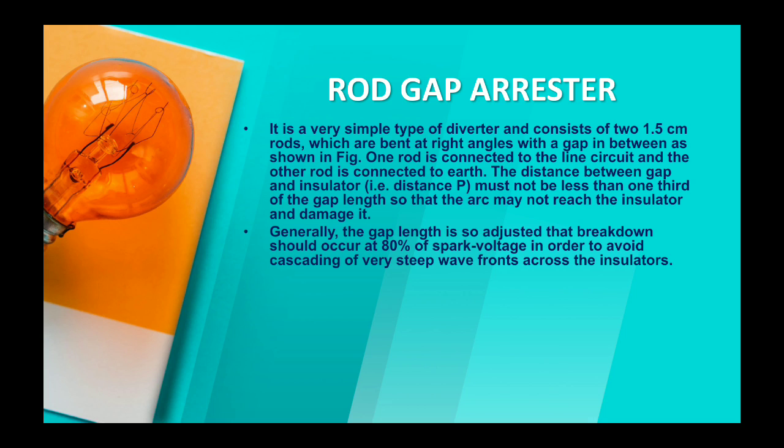Generally, the gap length is so adjusted that the breakdown should occur at 80% of spark voltage in order to avoid the cascading of very stiff front across the insulator. So the breakdown should occur at 80% of spark voltage, and in order to avoid the cascading, the steep wave front across the insulator is provided.